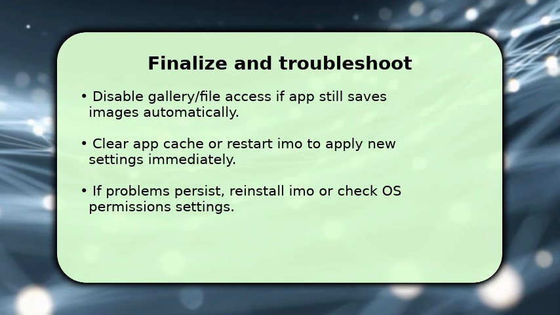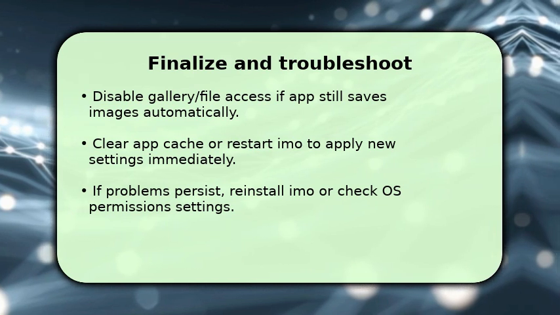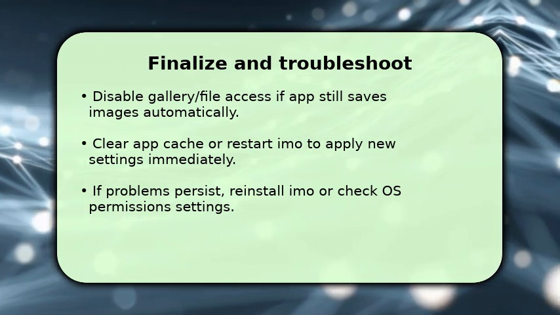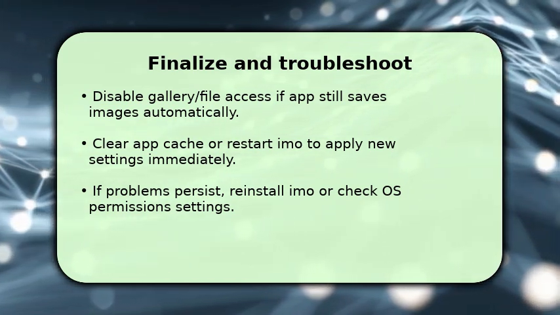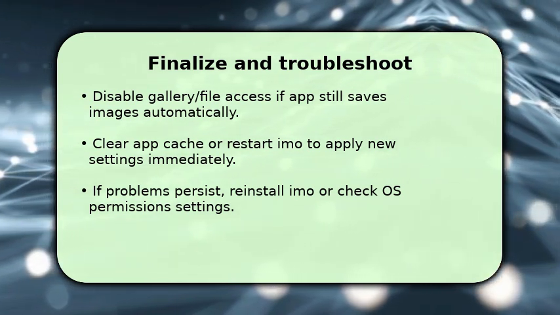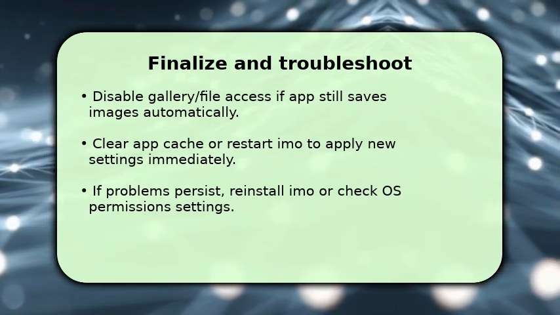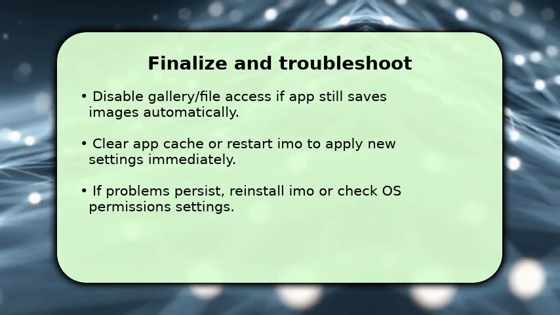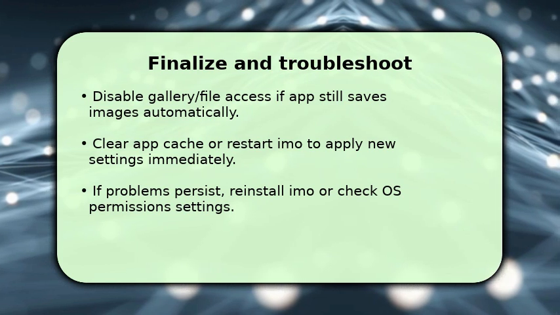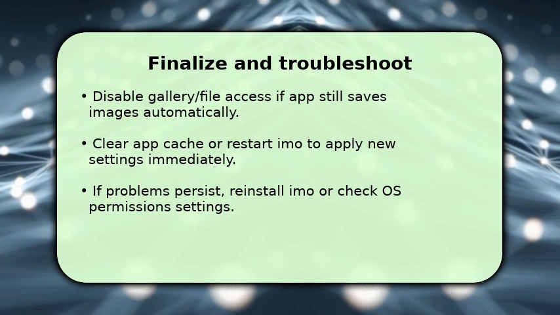This verifies the change. If images still autosave, revoke storage access in your phone's app permissions, because some platforms ignore in-app switches when permissions are granted. Once done, clear IMO cache or restart the app to force settings to apply. If you still see autosaves, reinstall IMO or inspect operating system-level photo permissions. One of these steps will resolve most issues quickly.